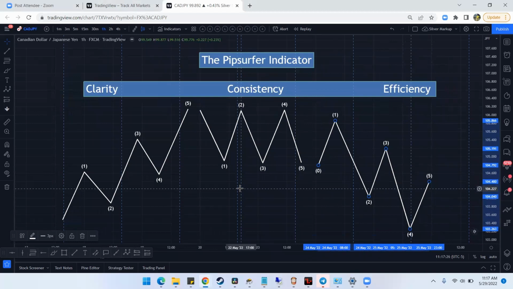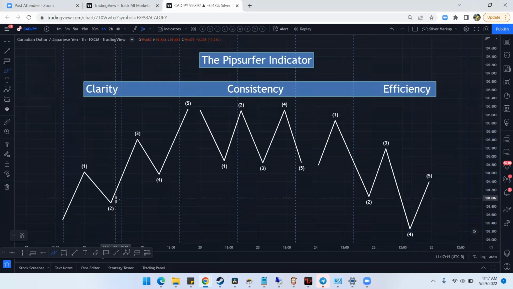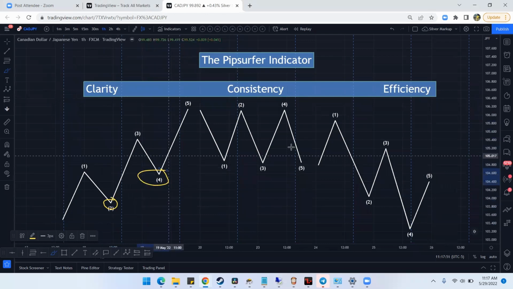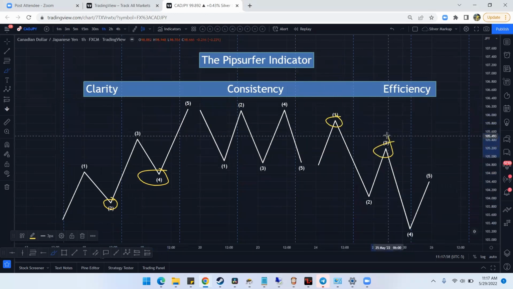So Pipsurfer helps you to make this simple. What I mean by that is the trading psychology of everyone. Everyone seeks to buy low and sell high, but they don't know which highs and which lows to buy and sell from. Pipsurfer helps you find the higher lows, which are the best lows to buy into, and shows you where the lower highs are to sell from.